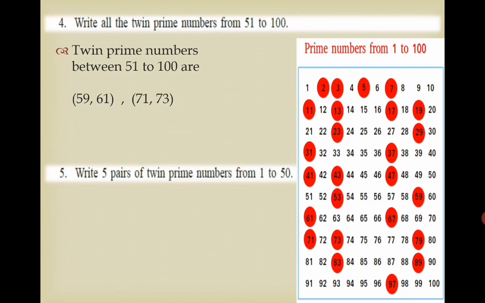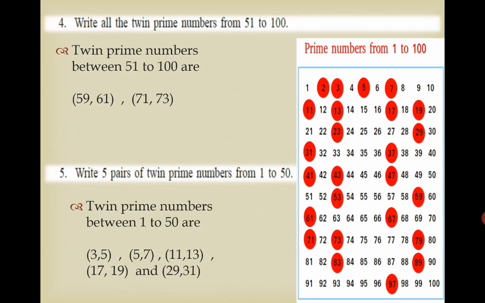The next question is, write 5 pairs of twin prime numbers from 1 to 50. Again, 1 to 50 is very easy. As you can see from the beginning. Now 2 and 3, the difference is just 1. The difference is not 2. So we cannot take that. So the first pair is 3 and 5. Second pair is 5, 7. Then there is 11, 13. 17, 19. 29 and 31. So these are the pairs of twin prime numbers from 1 to 50.